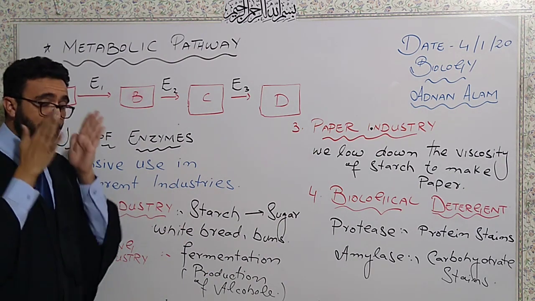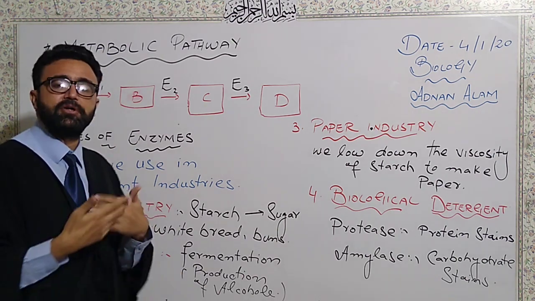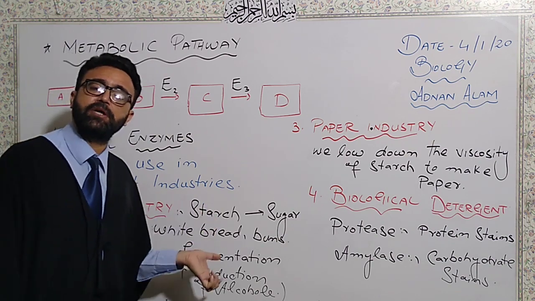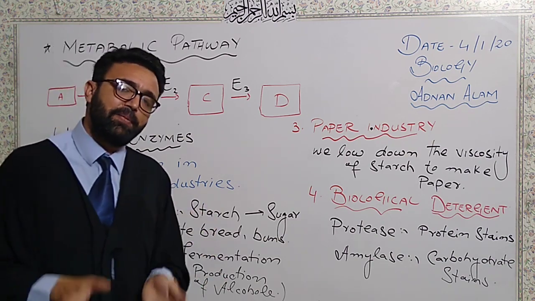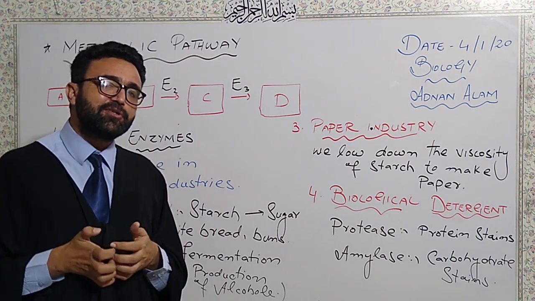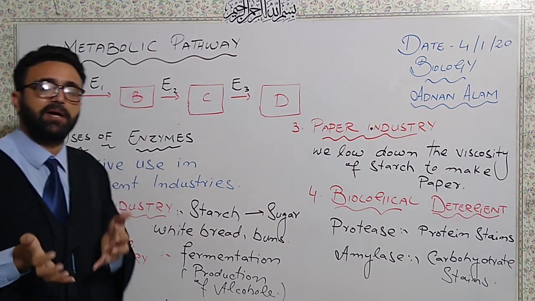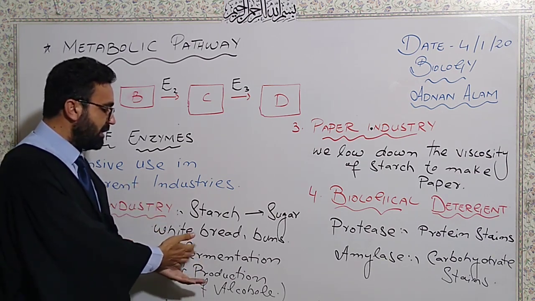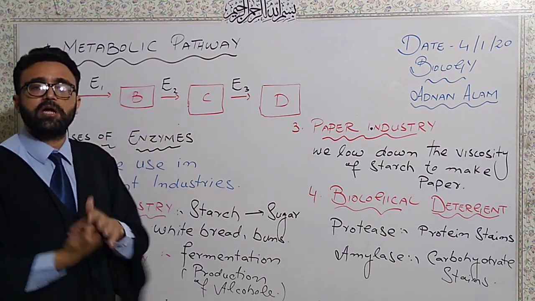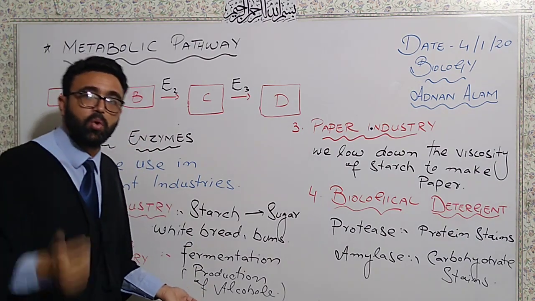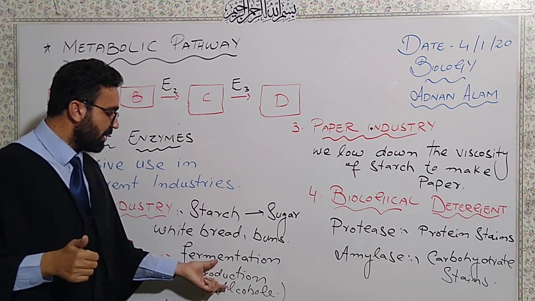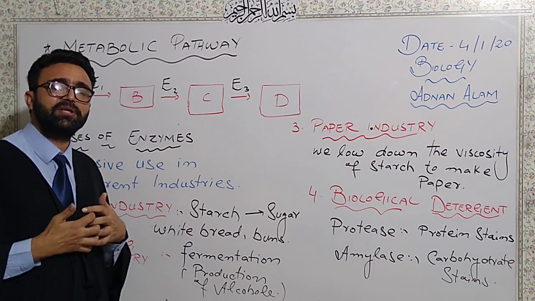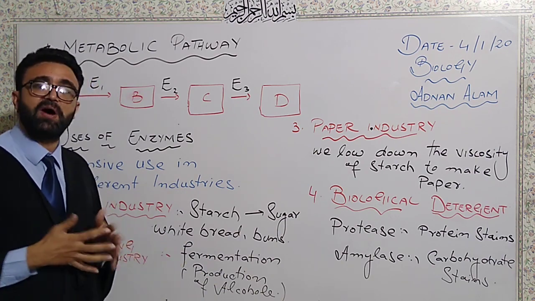In the beverage industry, alcoholic beverages are made by the process of fermentation. Fermentation is actually anaerobic respiration, which occurs in the absence of oxygen, and this function is performed by yeast or certain bacteria. Simply, glucose is converted into ethyl alcohol plus carbon dioxide. This is called the fermentation process, and it is widely used in the alcoholic beverages industry.